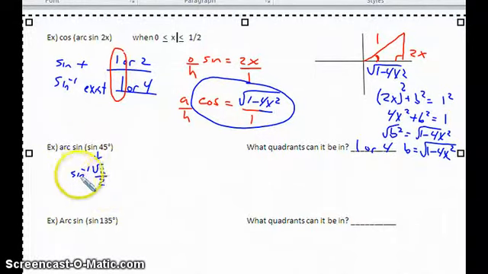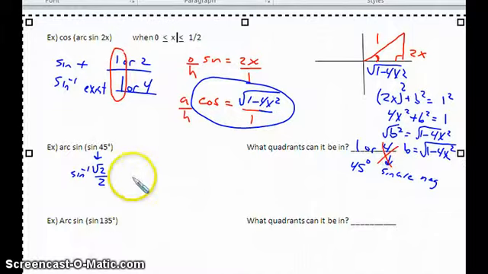So I want to know which angles in either quadrants 1 or 4 have a sine of the square root of 2 over 2. Well, if I look in quadrant 1, I'll see that it's 45 degrees. If I look in quadrant 4, I see that all of the sine values are negative. So I know that it can't be in quadrant 4, and therefore my answer has to just be 45 degrees.